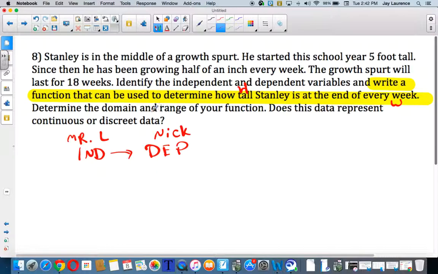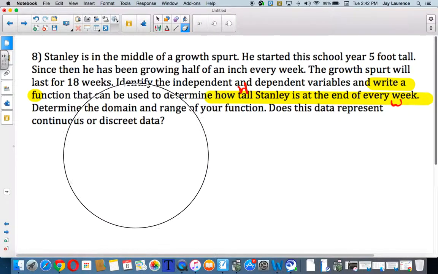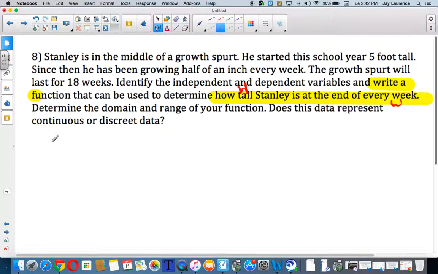Okay. So I have to identify my independent variable and my dependent variable. Well, let me ask myself, the height, is that causing a change in time in the weeks? Or are the weeks causing a change in the height? Yeah, the weeks are causing a change in the height.